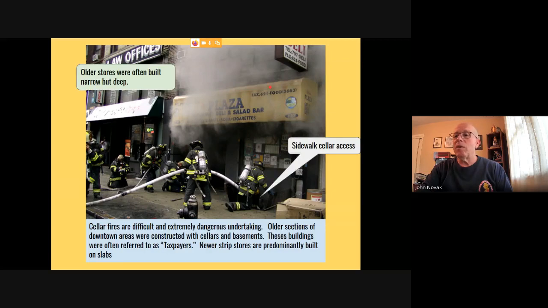So in this case, we have sidewalk cellar access. All right, I'll show a picture of that later. But a lot of these cellar sidewalk accesses may have a real steep set of stairs going down to get into the basement.